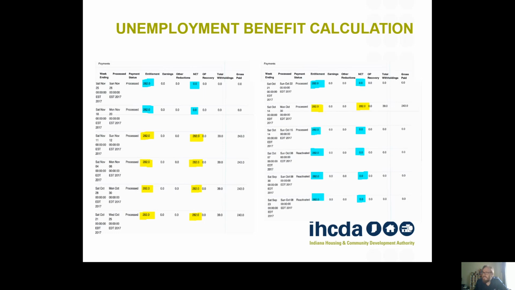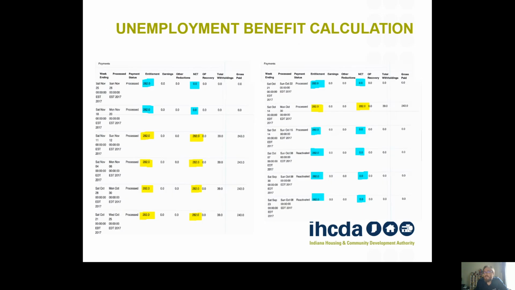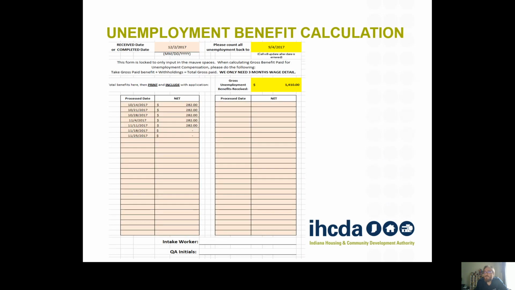It takes a lot of practice to get used to reading these statements. And if anyone has any trouble with them, we do encourage you to reach out to IHCDA or to your peers within the network for guidance or advice on them. And here is an example of that previous statement being entered into a worksheet.